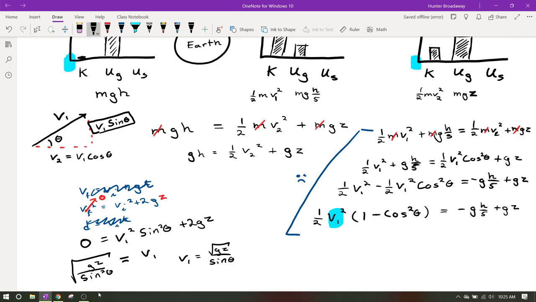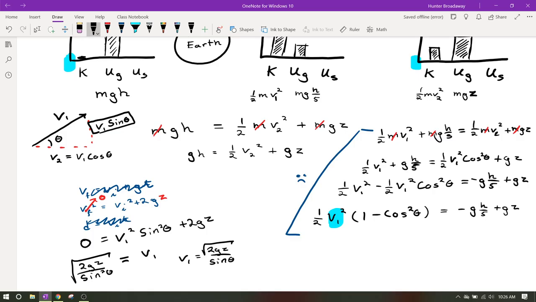Now, we could just take that, and we could put it back in up here. Oh, crap. Where did the 2 go? That's actually a really good question. The answer is I have devoured it. It goes there under the square root. So it's going to be under the square root of 2GZ. You are correct. The 2 should not have vanished. Divided by sine theta. Is that better?